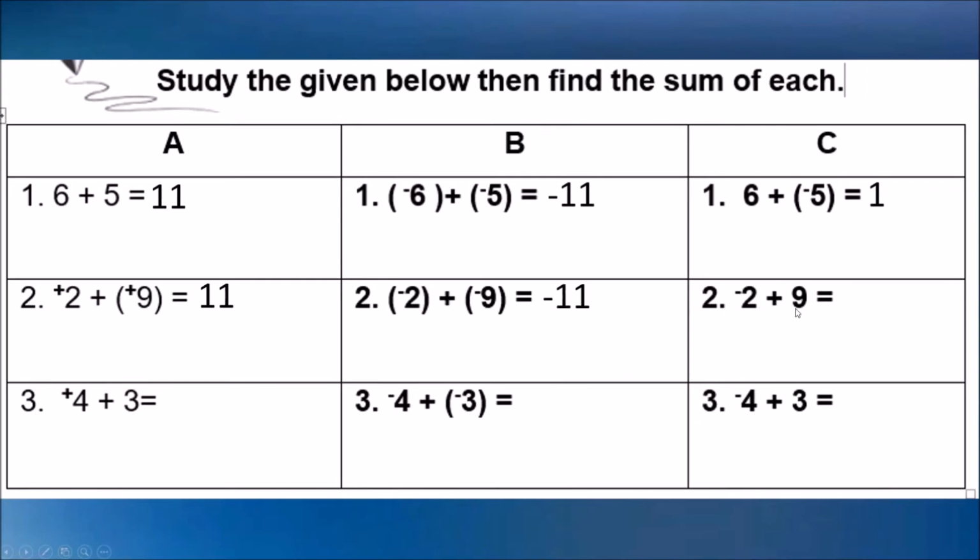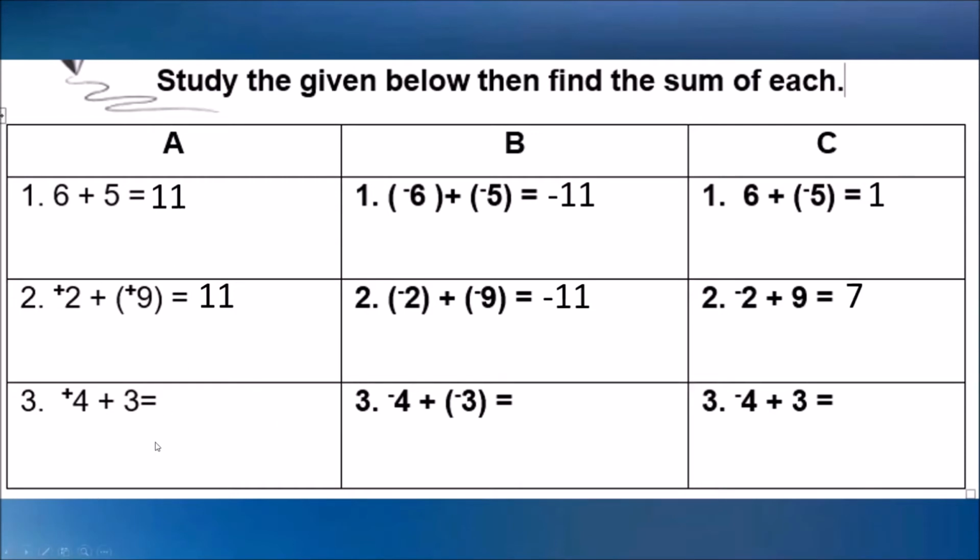Column C, number 2, negative 2 plus 9. So the sign are not the same. Subtract 9 minus 2 ay 7. Kopyahin ang sign ng bigger number ng 9, which is positive. So negative 2 plus 9 is equal to positive 7.